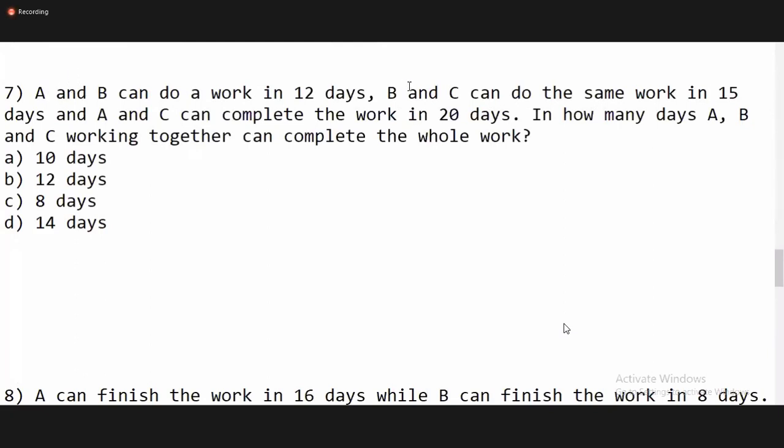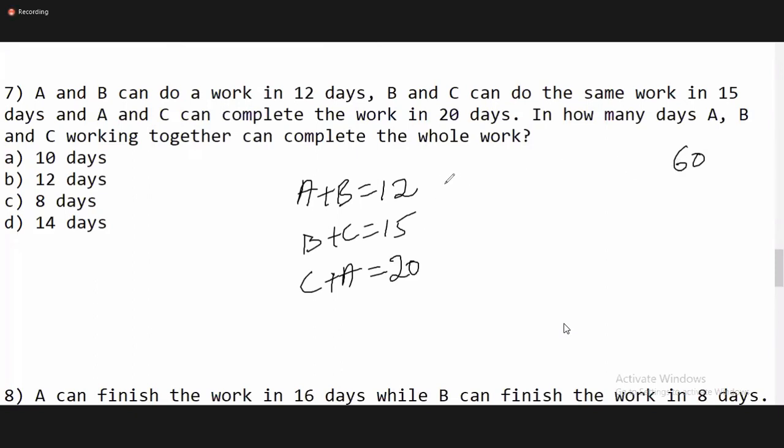Okay. A, B, B, C and C, A. Very simple. Again, just now only we calculated, no? So 12, 15 and 20. LCM is 60. So A and B together take 12 days, B and C together 15, and C and A together take 20 days.